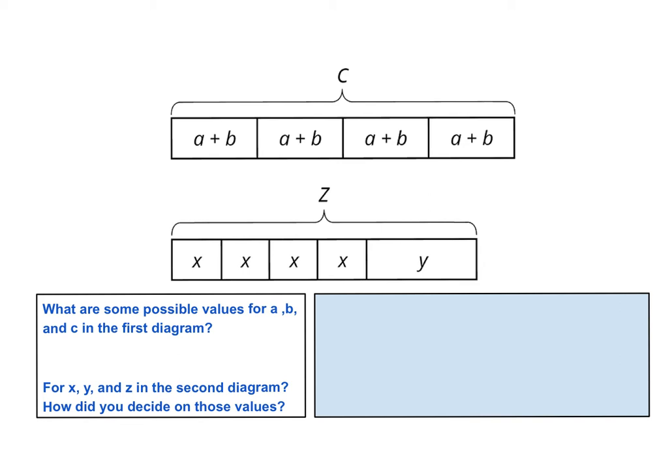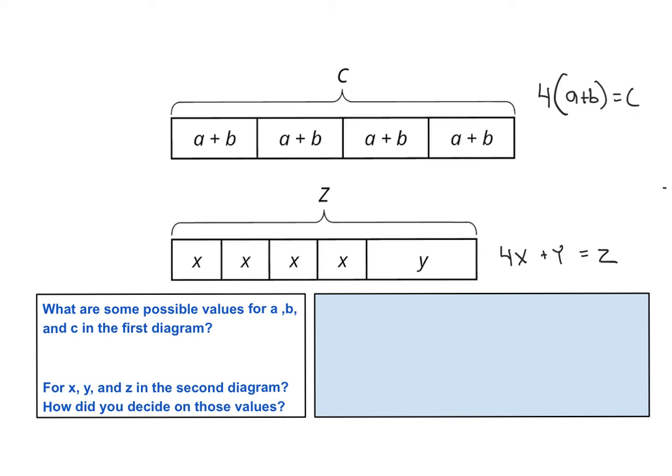So again, I'm just going to write down the equations we were working with. We were working with 4 sets of A plus B equals C, and we were working with 4 X's plus 1 Y, and that all equaled Z. So what was happening is most students, we'll just start with this first example, were just picking random numbers for A and B.